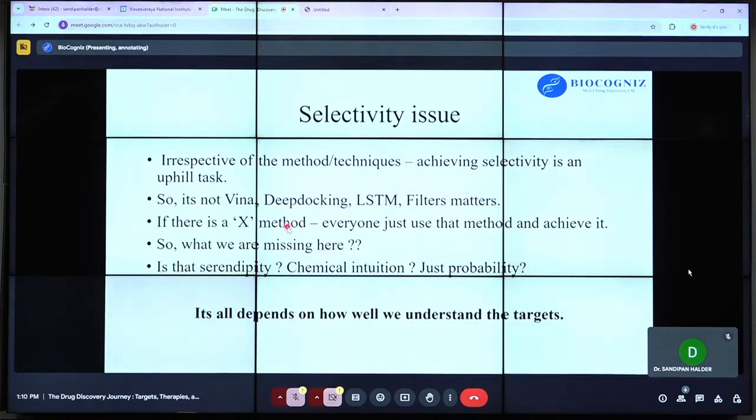So what we are not able to do is, maybe you can say you need good chemistry knowledge or chemical intuition, or it's purely serendipity, or maybe it's probability, right? It may happen, at what ratio? But the answer is something very different, which I want to mention here: the answer is not at all on the drug side. We cannot blame the small molecule, or we cannot blame the technique.